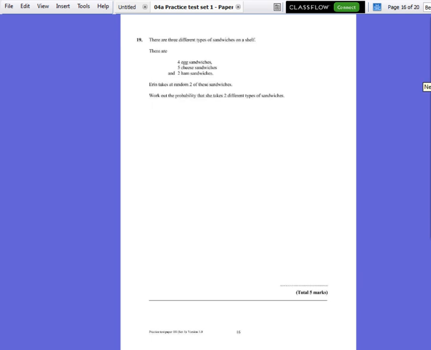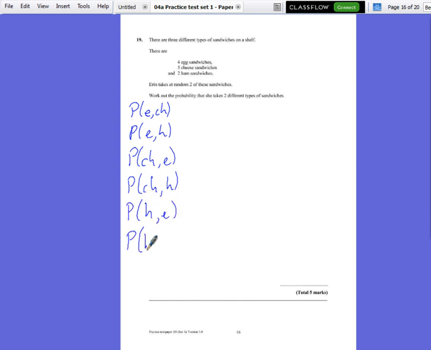Question 19. There are 3 different types of sandwiches on a shelf: 4 egg, 5 cheese and 2 ham. Erin takes 2 sandwiches at random. Work out the probability of getting 2 different types of sandwich. So, the different possible outcomes are egg and cheese, or egg and ham. We can have cheese and egg, or cheese and ham. Or we could have ham and egg, or ham and cheese. So those are the 6 different possible outcomes where we get different sandwiches.